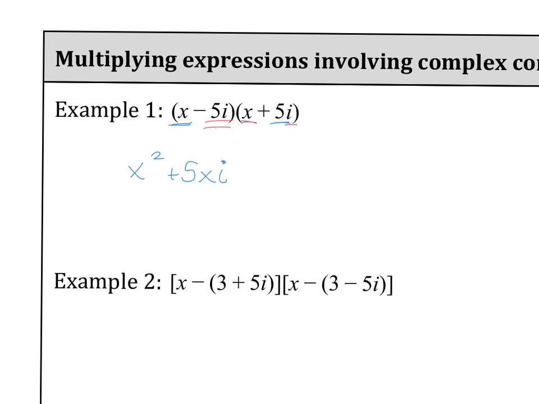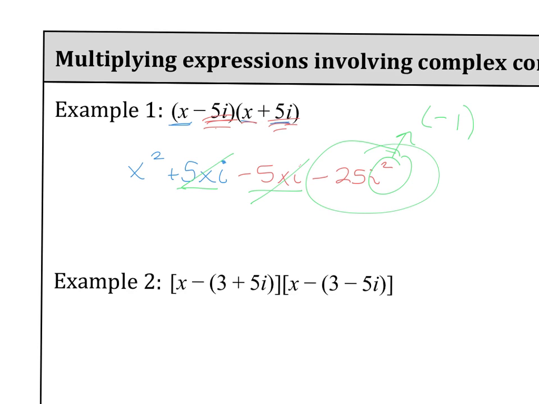So the negative 5i times the x, I could write as negative 5 with an x with an i, and then negative 5i times positive 5i will give me a negative 25i squared, and now we kind of see what happens. This term and this term are like terms, and they are exact opposites, so they will cancel each other out. And then this i squared, we know, is the same thing as a negative 1, so this term becomes a positive 25, and our final answer will be x squared plus 25.